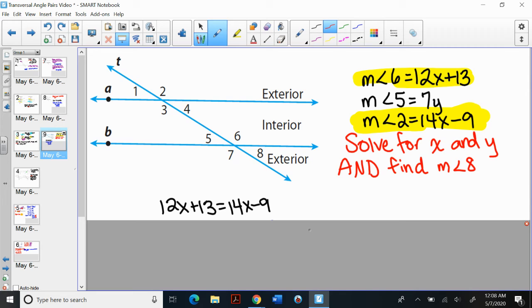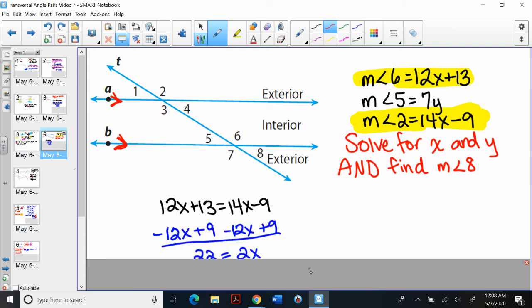Oh no, I didn't tell you that those lines are parallel, and I definitely would have to do that. And so we'll just go ahead and mark it since I forgot and put, let's see, over here by A, we'll put a little arrow, and by B, put a little arrow. Okay, so now that we know that they are parallel, we can go ahead and solve the equation. Sorry about that. So 12x plus 13 equals 14x minus 9. Ready, go. What's the answer for x?